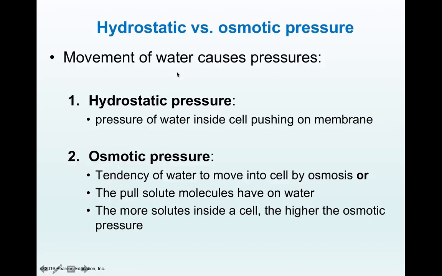Now let me clarify this, because there is a problem with the description that's written here. It says pressure of water inside the cell pushing on the membrane, but the reality is this. If this is your cell, you have water inside the cell and you have water outside the cell. So you can have hydrostatic pressure pushing on the membrane trying to get out, and you can also have hydrostatic pressure pushing back on the membrane from the fluid that surrounds the cell. So you will still have hydrostatic pressure here as well. It's not only pushing on the membrane from inside toward the outside, but you also have hydrostatic pressure moving from outside into the inside.